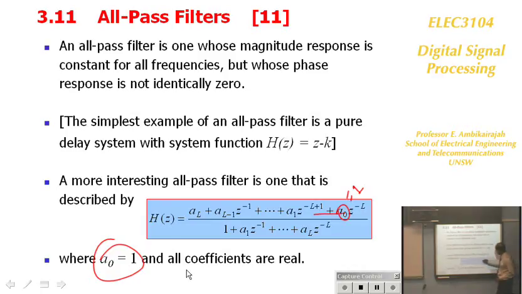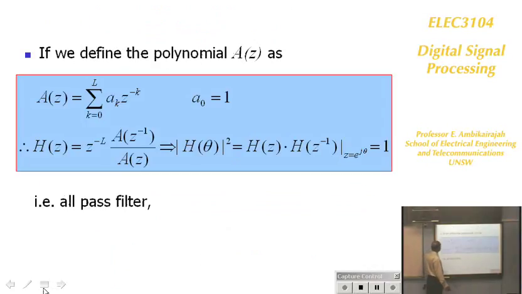So that coefficient matches that one. The next one matches this one. Similarly, if you go this way, that one should match the last coefficient. If they are switched around like that between the numerator and the denominator, they give you an all-pass filter. And we will show you an example in a minute.